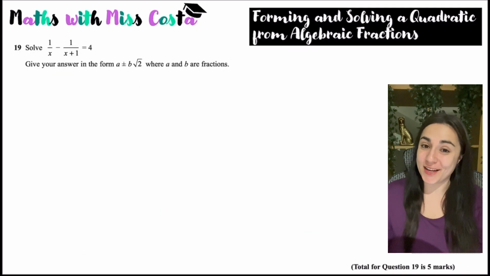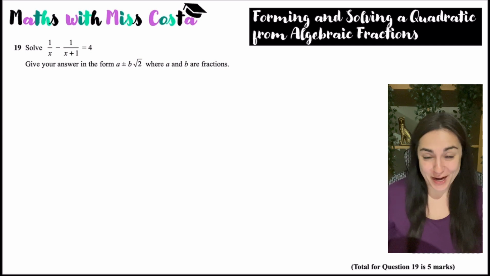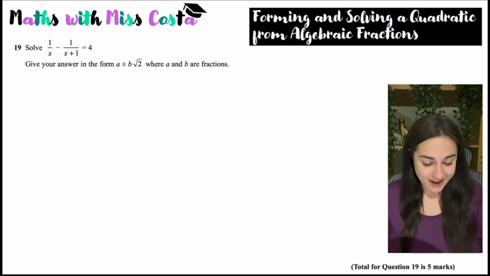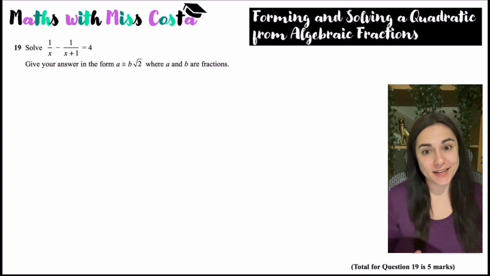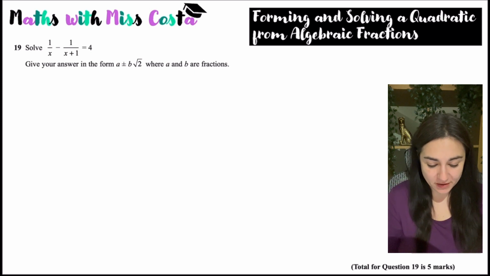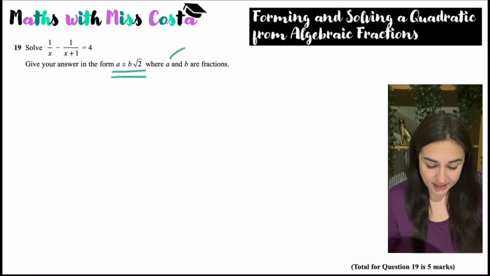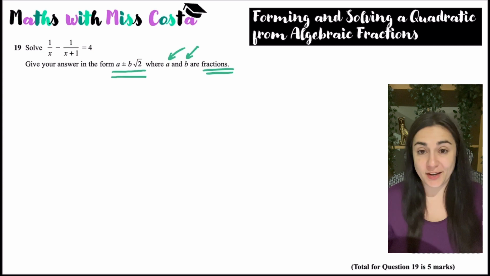Okay, so we've got a nice algebraic fractions question. I'm told to solve 1 over x, take away 1 over x plus 1 equals 4. And to give my answer in the form a plus or minus b root 2, where a and b are fractions. So let's have a go.